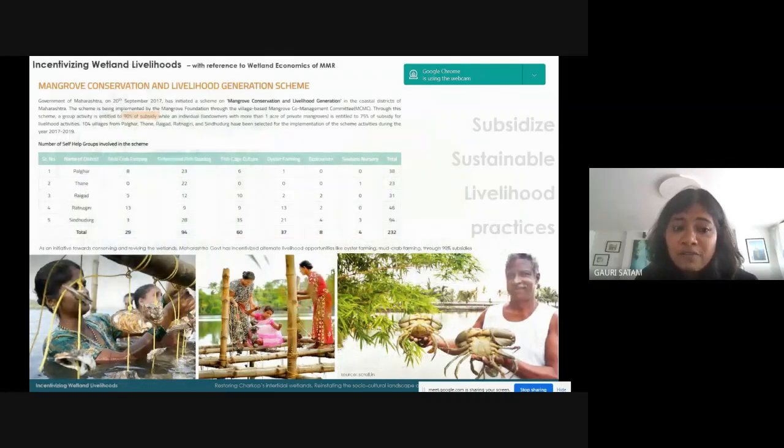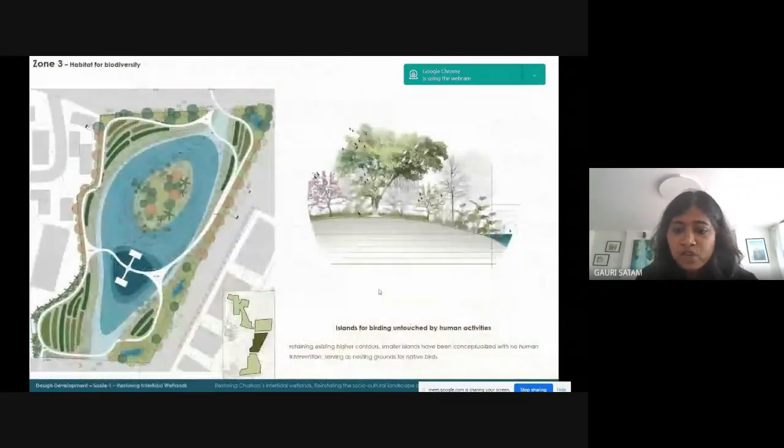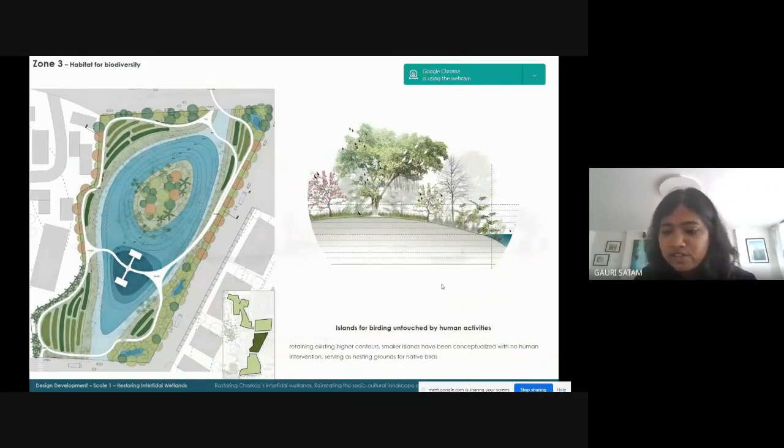So, the government of Maharashtra has, as an initiative towards conserving and reviving the wetlands, incentivized alternate livelihood opportunities like oyster farming, mud crab farming, with giving subsidies as much as 90% to these people. So, optimizing these policies for the benefit of the stakeholders, that is the Koliwadas. Also having certain islands, which were natural hillocks within the landscape, repurposed as these sanctuaries.